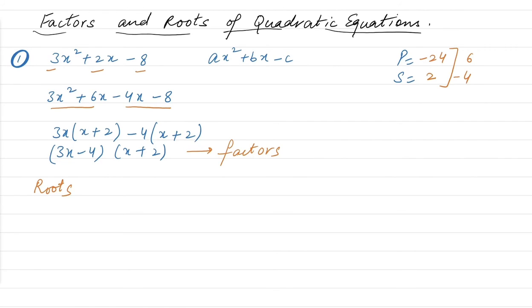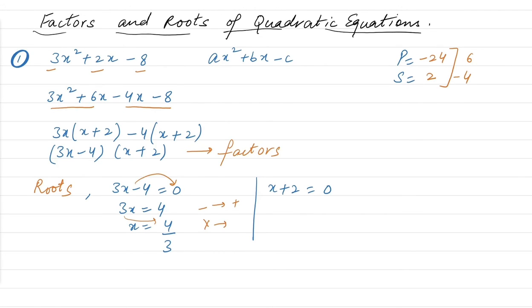Now we need to find the roots. How can we find the roots? For finding the roots, we need to equate the factors to 0. Both the factors separately we need to equate to 0. Now it will be 3x equals 4 and x will be equal to 4 divided by 3. In this we know that when a minus sign goes to the other side of the equals sign, it will become plus, and when multiplication goes to the other side, it will become divide. So that's why it's divided by 3. Now x plus 2 equals 0 gives us x equals minus 2. Plus will become minus. So therefore x equals 4 by 3 and minus 2 are the roots of this quadratic equation.